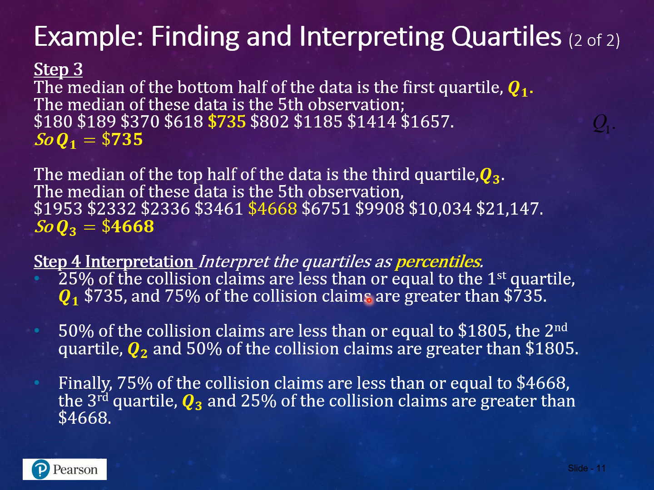The last part of this is to interpret those. The interpretation means quartile 1 is at 735, so 25% of the collision claims are less than or equal to $735, while 75% of the claims, what's left over in the 100%, are greater than that.